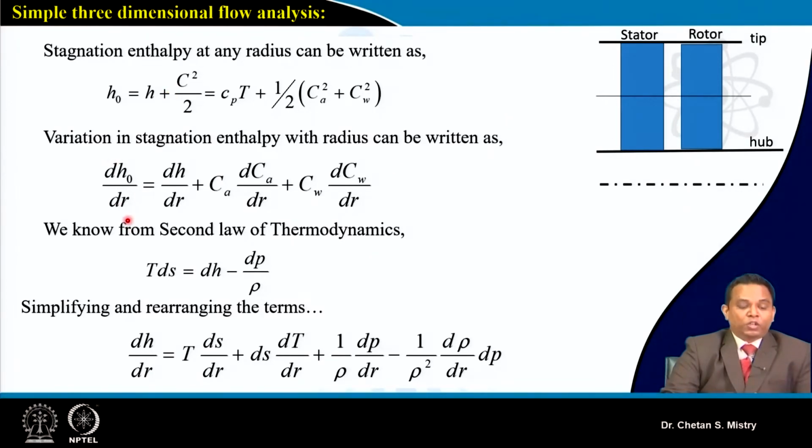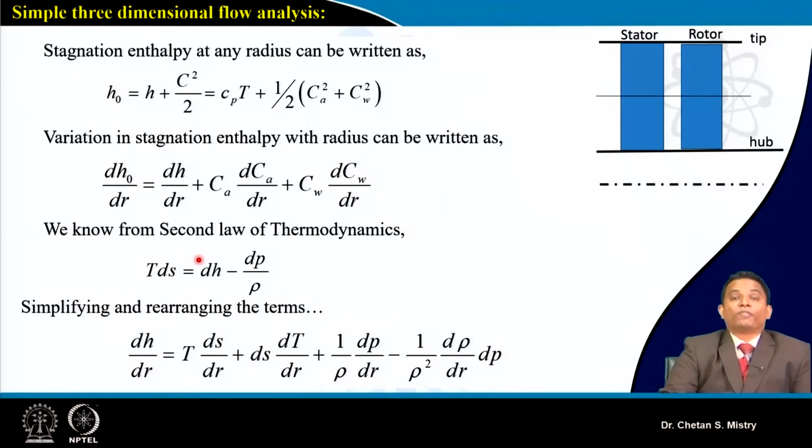If we consider a variation of this stagnation enthalpy along the radius, we can write dh0 by dr, that is nothing but dh by dr plus ca dca by dr plus cw dcw by dr. This represents the variation of stagnation enthalpy along the radius, and it is a function of the static enthalpy, the axial velocity, and the tangential or whirl component of velocity.